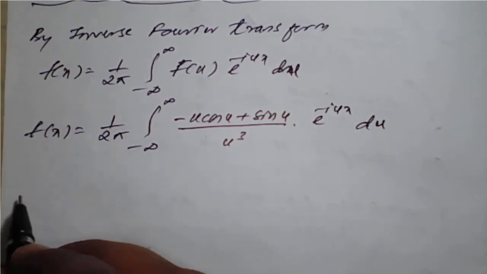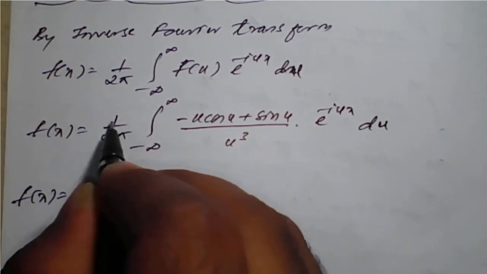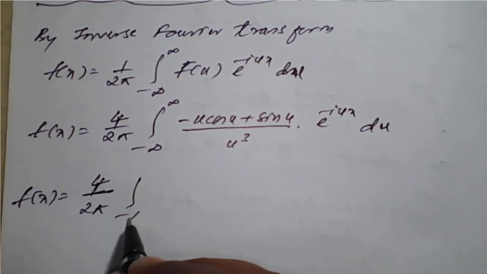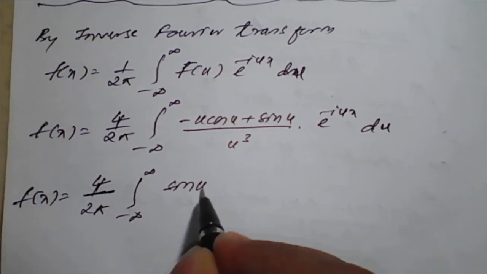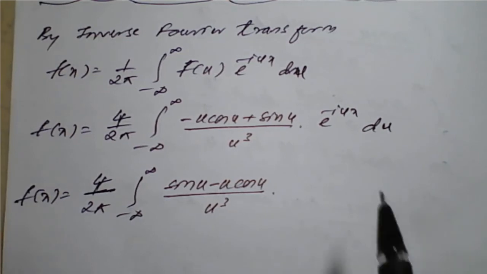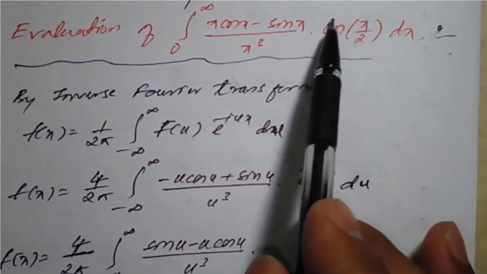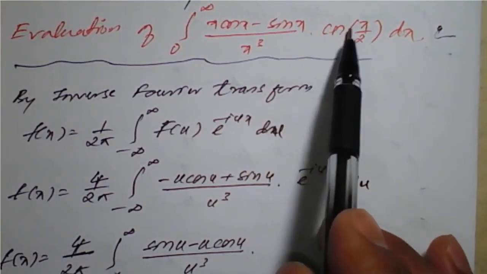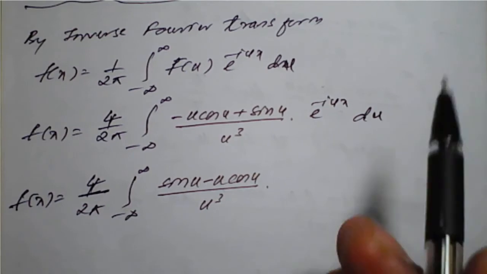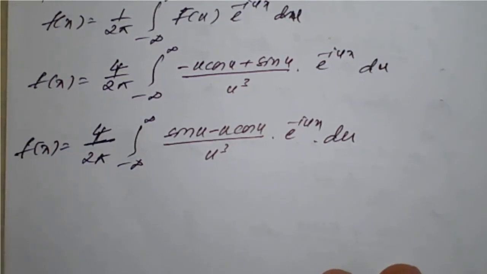So here again we'll rearrange. F of x is equal to, this 4 will come here, that 4 I will take here. So 4 upon 2 pi integration minus infinity to plus infinity, it will become (sin u minus u cos u) divided by u cube into e raised to minus iux. As per the requirement, just see in the question, in place of e raised to iux we have cos of x upon 2. So what I will do here, I will keep it as it is right now, that is e raised to minus iux into du.